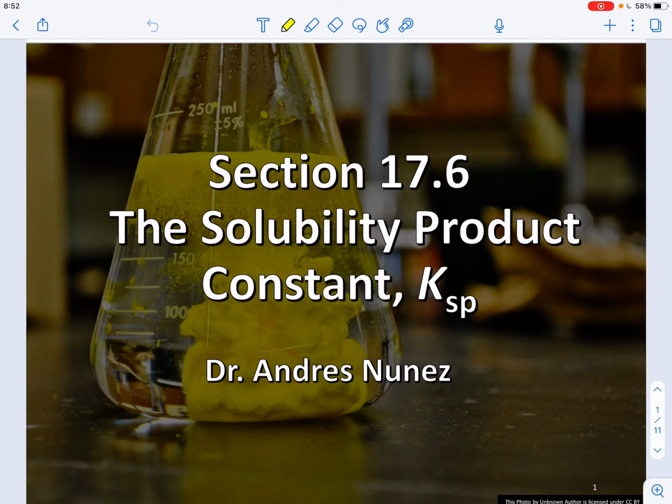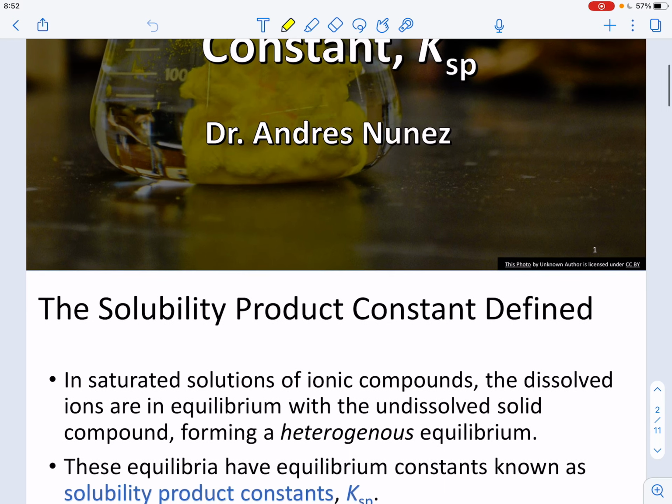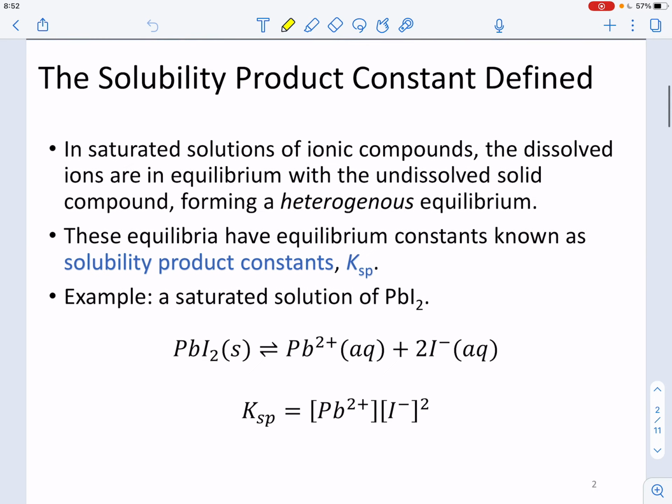This is section 17.6, and in a way we are changing gears because we are not talking about acid-base equilibrium anymore. We are talking about solubility equilibrium, which is a case of heterogeneous equilibrium. Right? So, what is the solubility product constant?